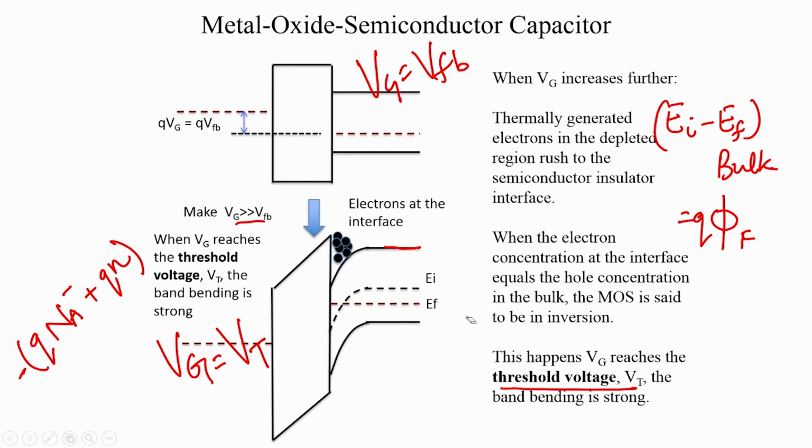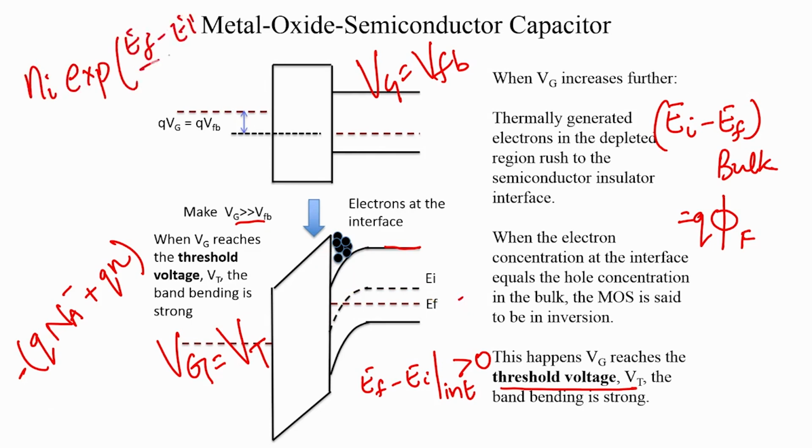For example, even when the band bending is here, so let us say Ef minus Ei at the interface is greater than 0, but is still not equal to phi f, you still do have a small number of electrons at the interface. And how many electrons do we have at the interface? It is quite easy to calculate. It is simply Ni exponential of Ef minus Ei by kT. So, you have that many electrons at the interface.